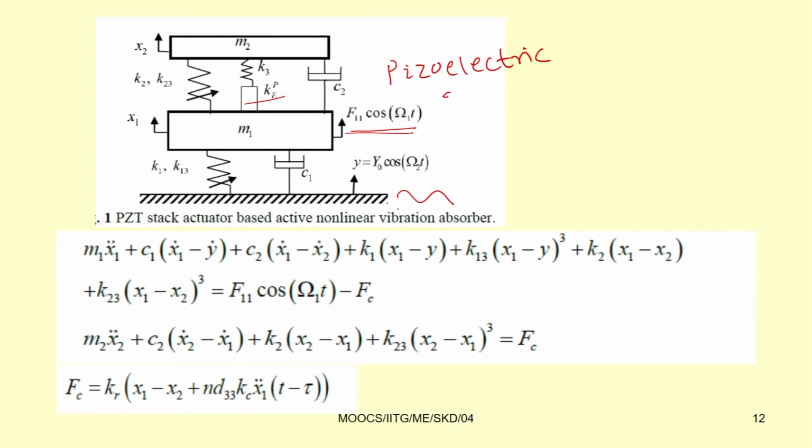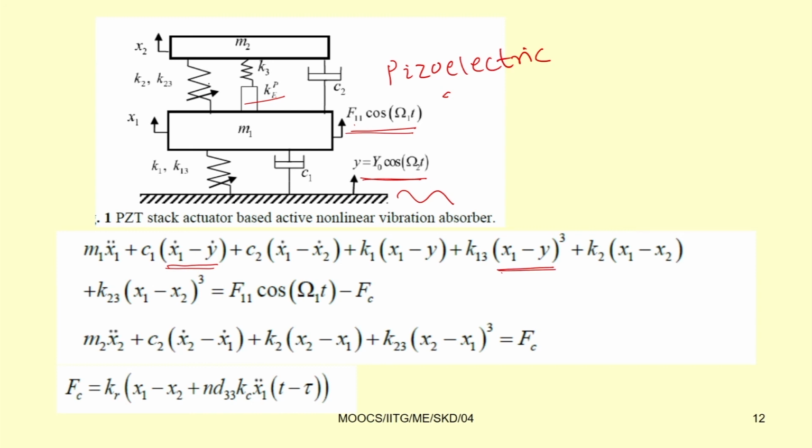You just see the bottom is moving with y equal to Y cos omega t. So, this is moving x and this is y. So, there will be a relative displacement between these two. That is why it is x1 dot minus y dot, plus c2. Here the damper is between mass 1 and mass 2. So, this becomes c2 into x1 dot minus x2 dot, plus k1. This k1 is having x1 minus y, plus we have a nonlinear term here, that is x1 minus y cube.